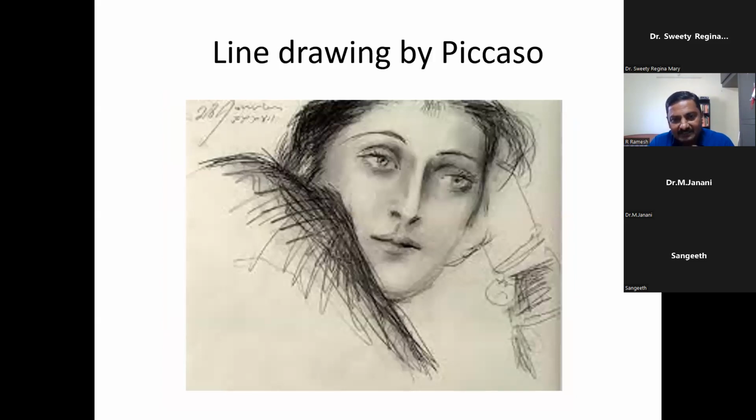This man drew that line drawing in just 30 seconds and gave it to that lady. The lady was surprised and amazed, and said, "That's wonderful, such an excellent line drawing that you have done in just 30 seconds." And Picasso told her, "My dear young lady, you think I have done it in 30 seconds. I didn't take 30 seconds. I took 30 years and 30 seconds to draw this."